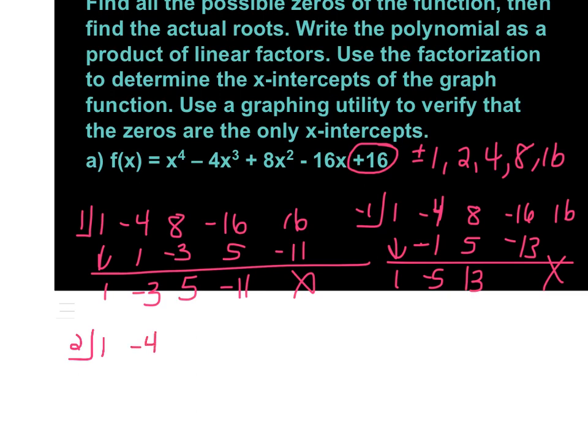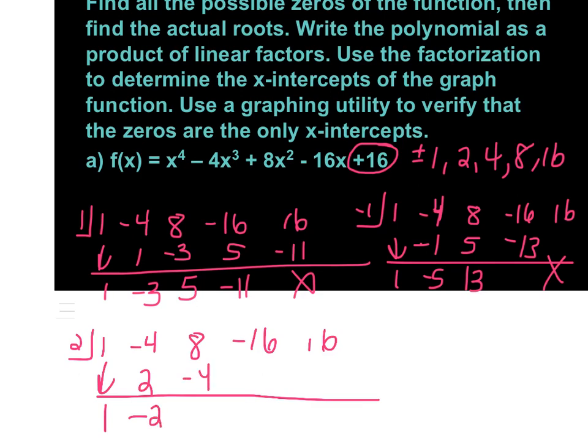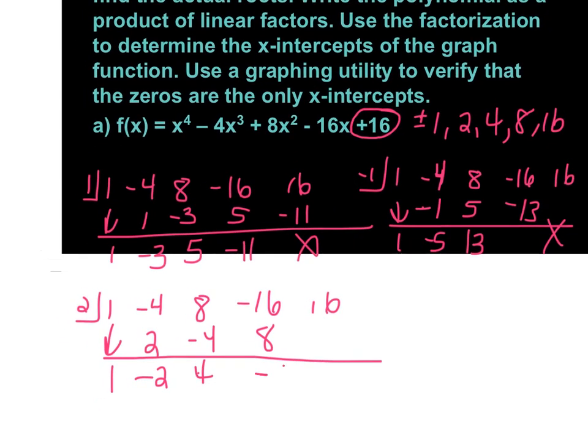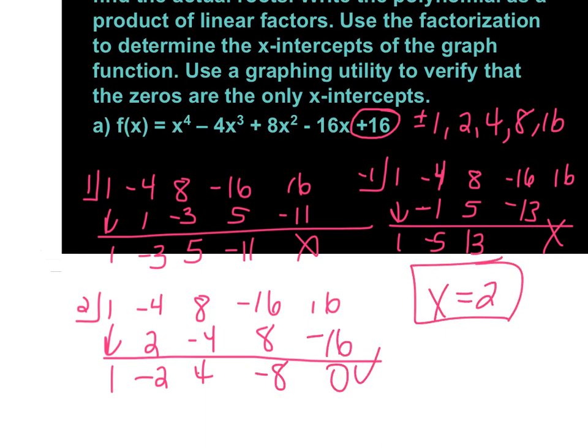1, negative 4, 8, negative 16, positive 16. I published the teacher copy of the notes because I know this is a lot to write. 2. Bring down the 1. 1 times 2 is 2. Negative 4 and 2, negative 2. Negative 2 times 2, negative 4. 8 and negative 4, 4. 4 times 2, 8. Negative 16 and 8, negative 8. Negative 8 and 8, 0. Is this a factor? Yeah. So x equals 2. Just leave it. It's x equals 2.